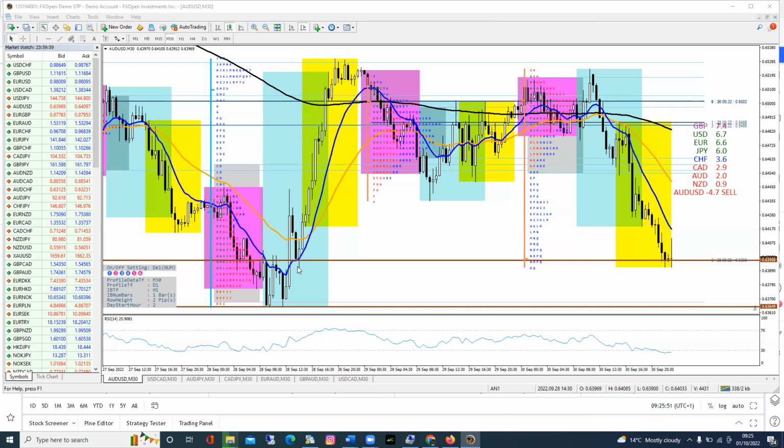So on that particular day, the Aussie superimposed or overpowered the dollar, and then the price exploded to the upside.